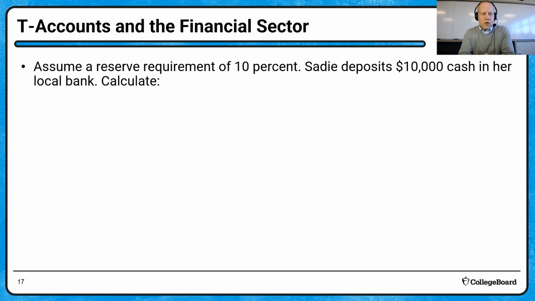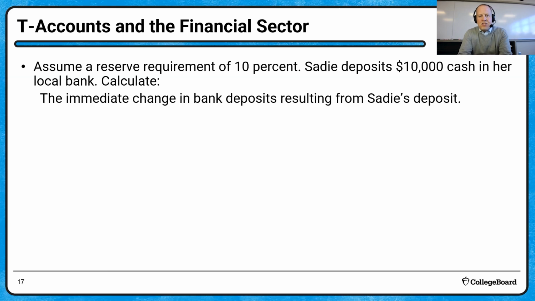So here's the situation. Assume a reserve requirement of 10%, just like we had in the previous example. Sadie deposits $10,000 cash into her local bank. Calculate first the immediate change in bank deposits resulting from Sadie's deposit. All right, pause. Okay. The immediate change in bank deposits resulting from Sadie's deposit, very, very simple. Not a whole lot to even say about that. Bank deposits are going to go up $10,000. I know that's simple. That's almost insultingly easy. It's going to come back to us soon, so keep that in mind.